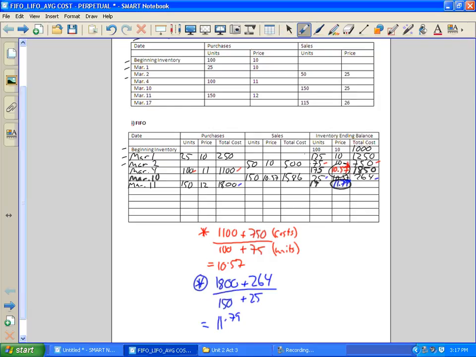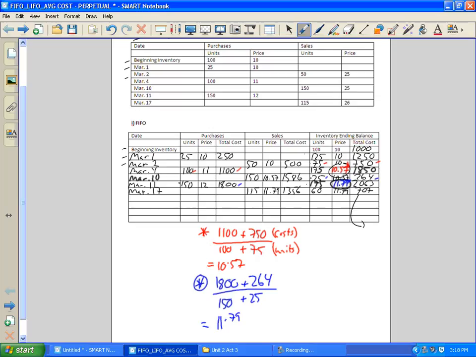Well, we've got 175 that are sitting in there, which is the 25 plus the 150. And that gives us a grand total of $2,063 in ending inventory. So on March 17th, or St. Patrick's Day, when we sell 115 units, we're just going to charge $11.79 per unit. And that will give us $1,356, leaving 60 units, since we sold 115 from the 175, at $11.79, and that'll give us $707.